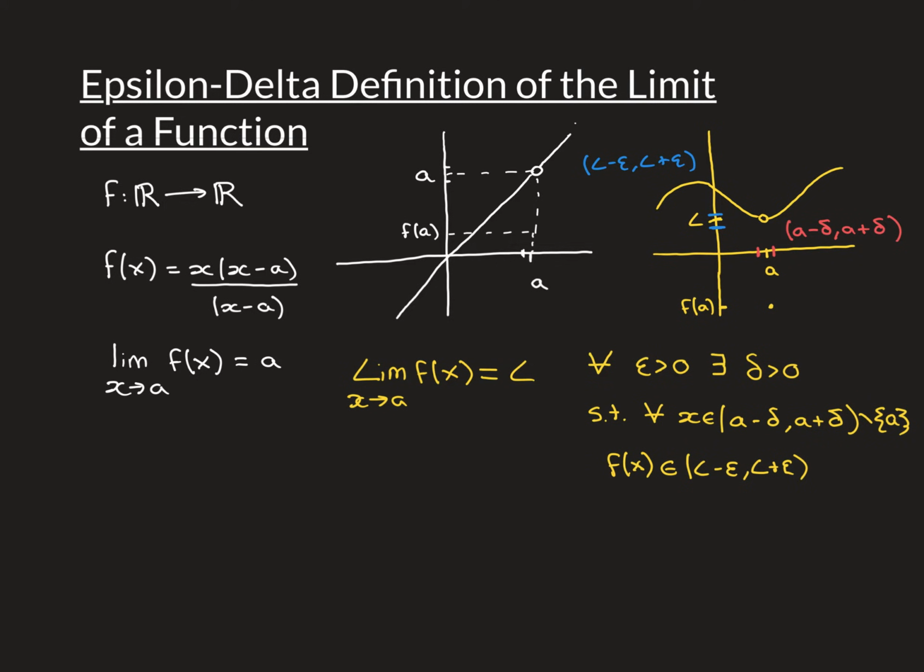Now note, there is one point inside the delta intervals around A that is excluded from this criterion of being mapped into the epsilon interval, and that is the point A itself, the centerpiece for the intervals, as we saw here in this definition. And that is because the value of the function at A isn't actually important at all when we're considering what does the function converge on as x approaches A. And this picture makes that quite clear.